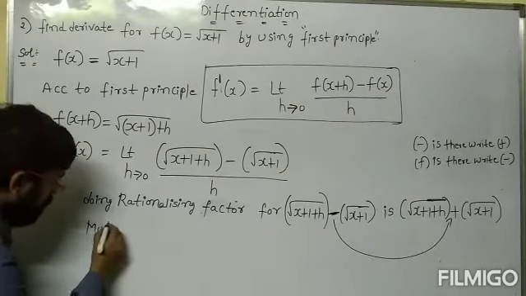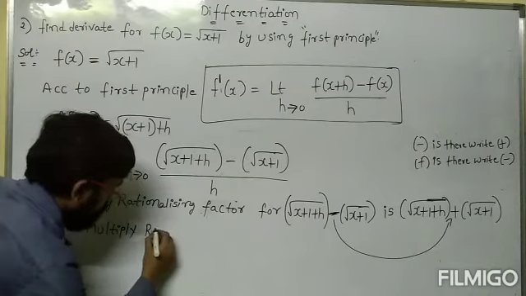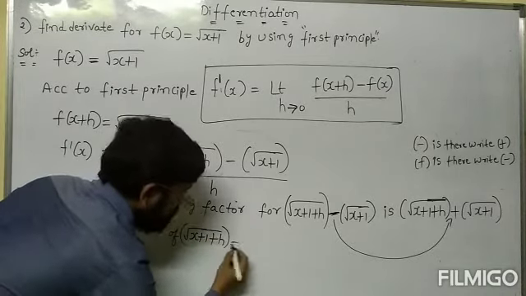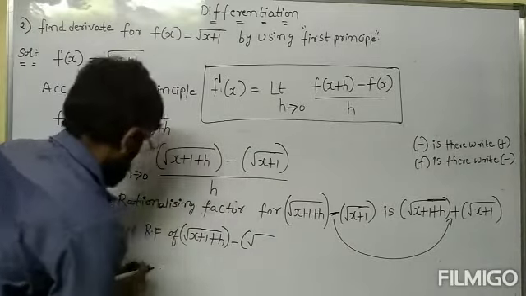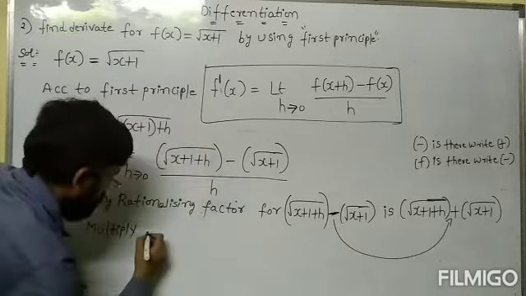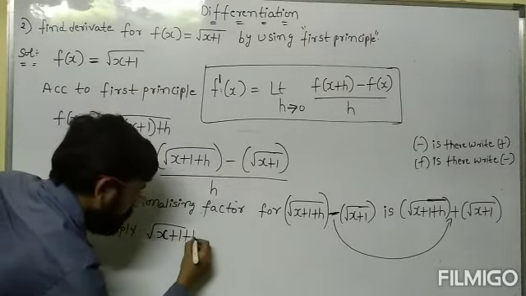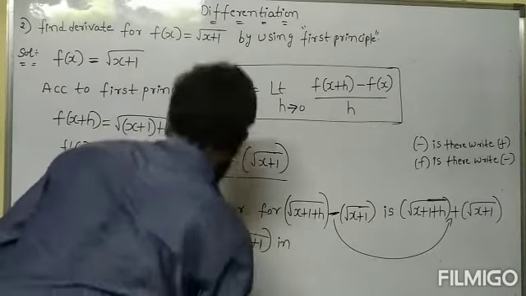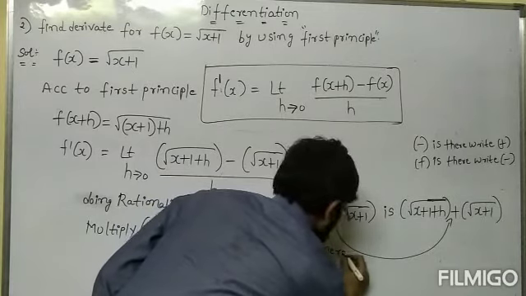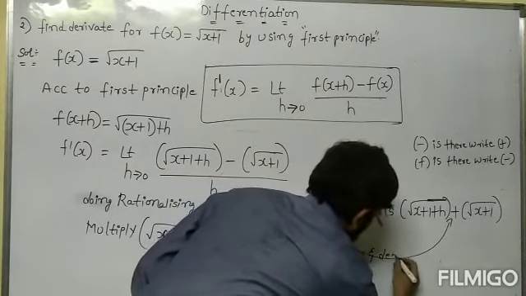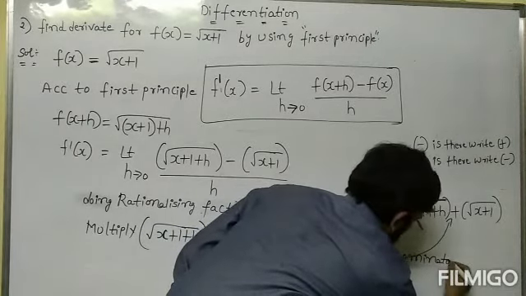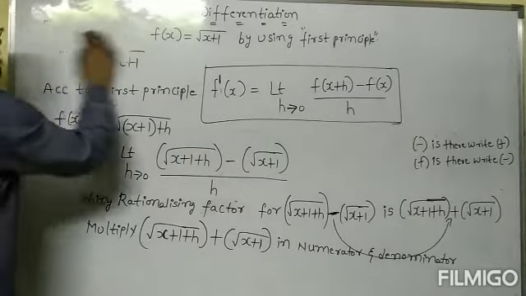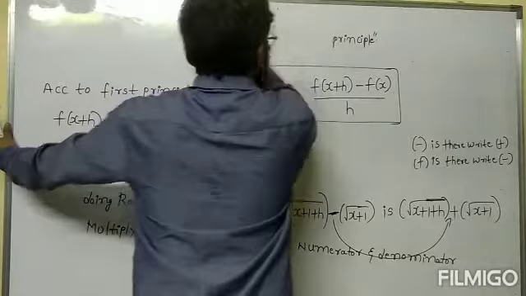Now multiply by the conjugate: root x plus 1 plus h, plus root x plus 1, in both the numerator and denominator. So I am doing multiplication here, numerator and denominator both multiplied.